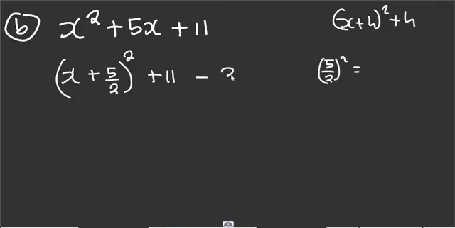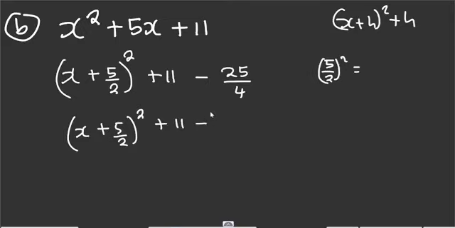So what is 5 squared? It's 25. What is 2 squared? It's 4. So we are going to have x plus 5 over 2 squared, plus 11 minus 25 over 4. Okay, I think we can just answer it there.